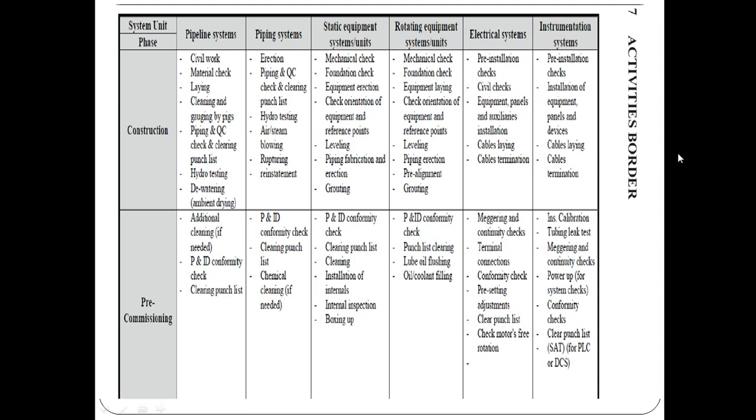We have a chart here. This is a chart containing all the project phases, starting from construction, pre-commissioning and commissioning, and startup, and closing the project. What are the activities we shall do in each system? So we can have an example: construction activities, what we are going to do in pipeline systems, piping, static equipment, rotating, electrical systems and instrumentation systems, and so on.